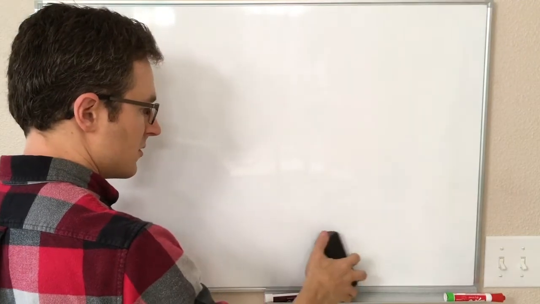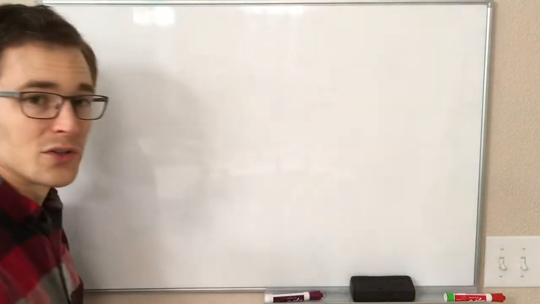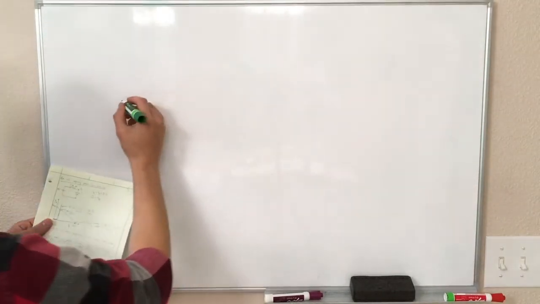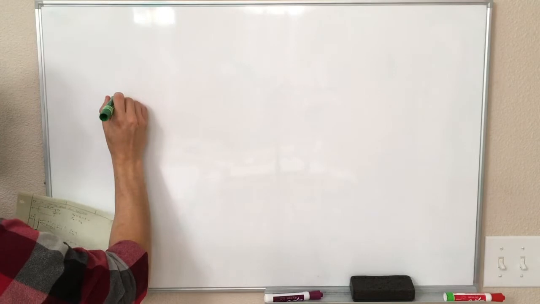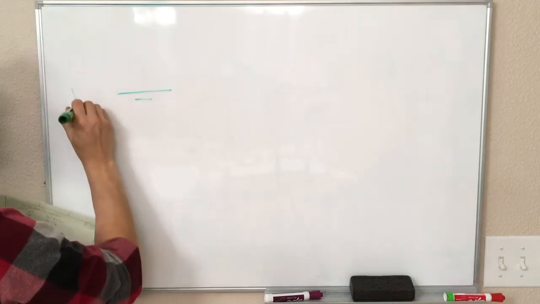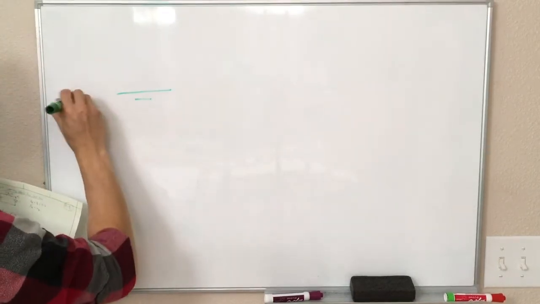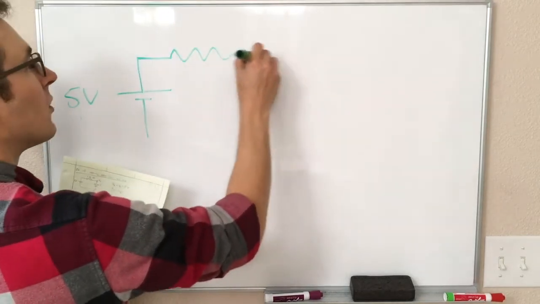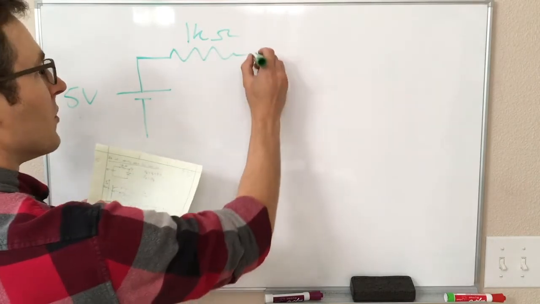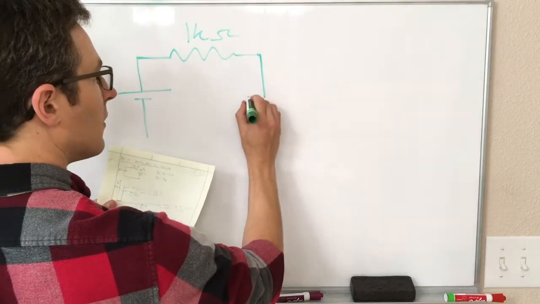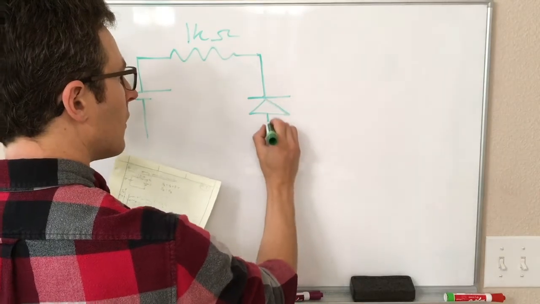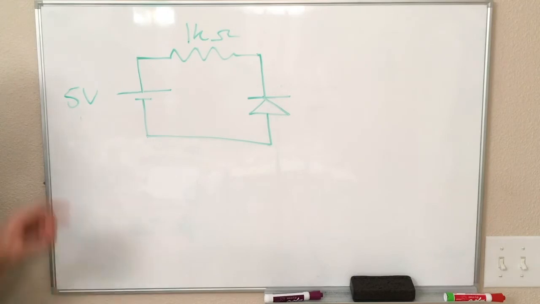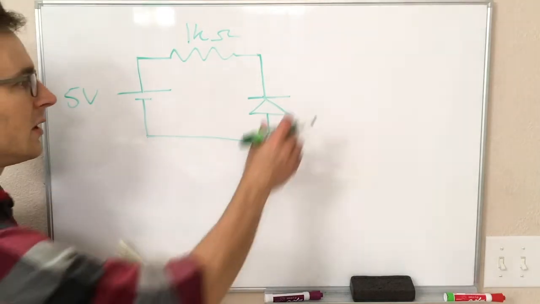If I wanted you to do something with a germanium diode where it's a lower voltage, I would tell you that. Okay, so let's say we have a circuit that looks like this. We have a 5 volt voltage source, and we have a 1 kilo ohm resistor, and we have a diode connected in series with everything like this. Okay, so how do we solve this?